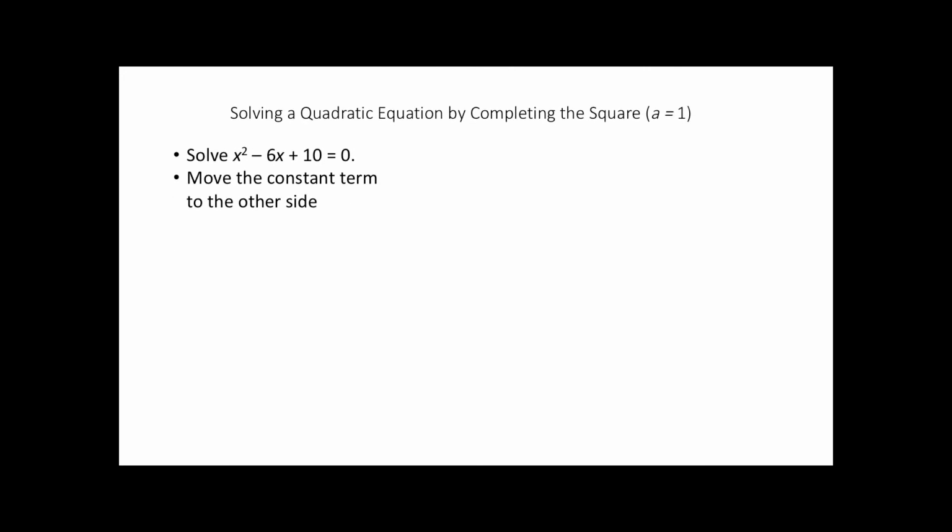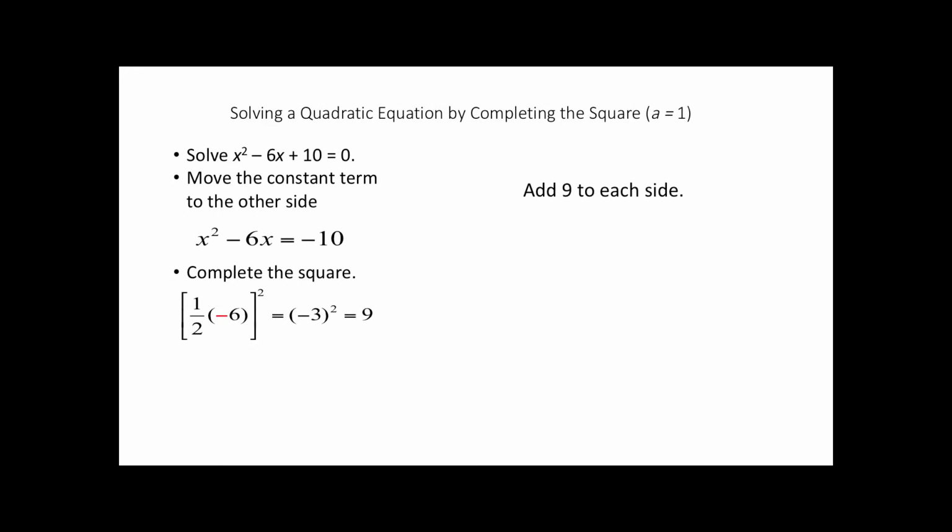Now that you're back, let's see how we solve it. So again, we're going to move the constant term to the other side since we don't need it for completing the square. And now we're going to take the minus 6, right? That's the coefficient of the first degree term. Take half of that and square it. So half of negative 6 is negative 3. When you square that, you get 9. So that's what must be added to each side to complete the square.